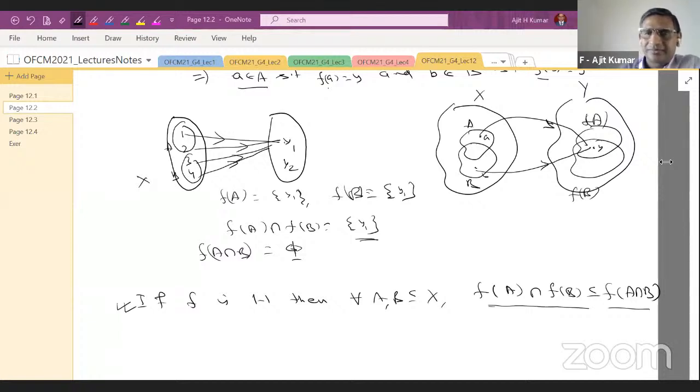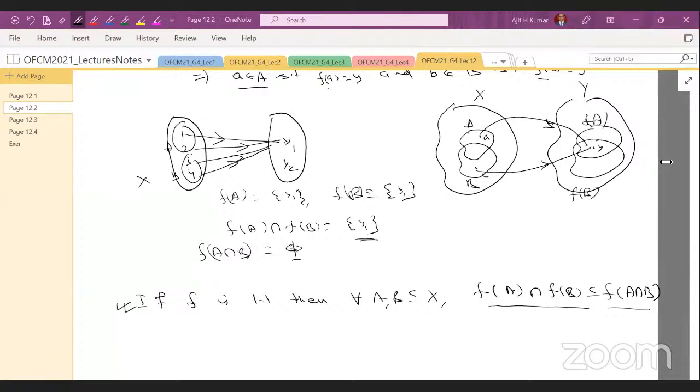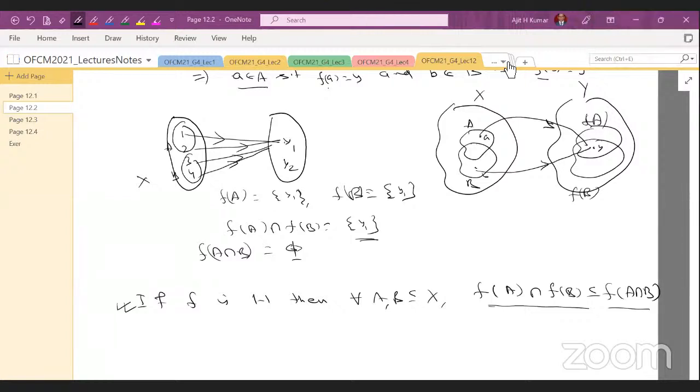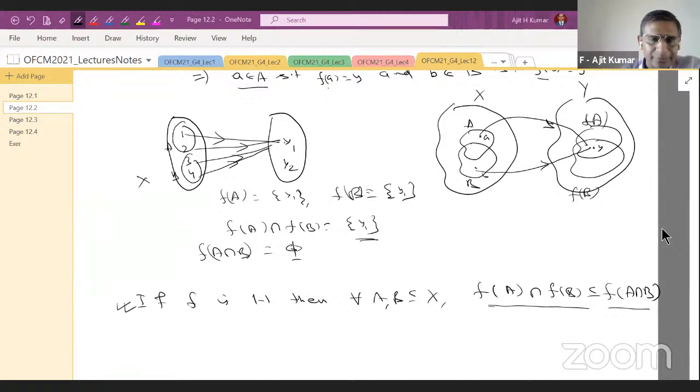Yes, Chandrendu? If f is onto, then is it true that f of A intersection f of B is a subset of f of A intersection B? Of course, that is a valid question we can look at, but that's not something we're looking for. Whenever I have proved one implication, if P then Q, that we have proved. So, yeah, somebody else?